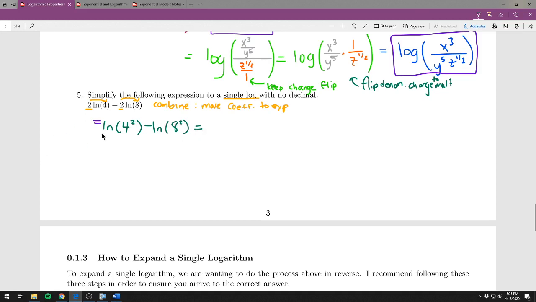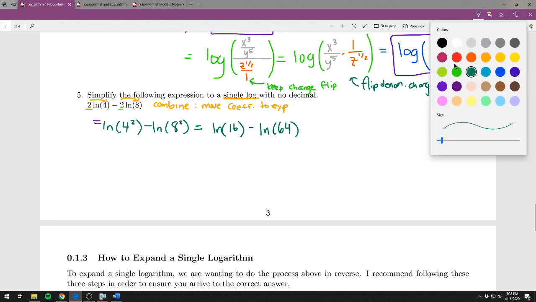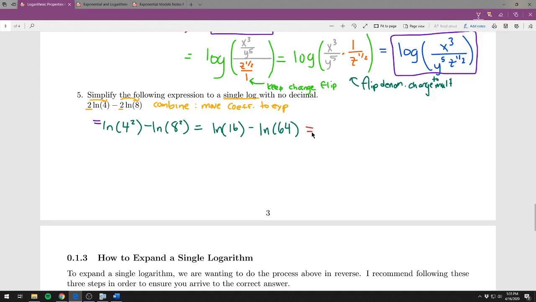Now what I would do here, it's up to you, the order you do it in. You can combine them now, or since these are both numbers, you can just simplify the numbers. 4 squared is 16 and 8 squared is 64. All right, but once you're at this step, you have to do the combining into one. There's nothing else to do, and subtraction becomes division. Subtraction outside is division inside.